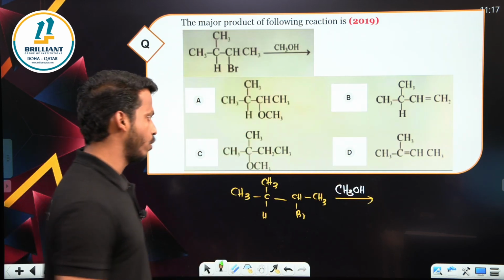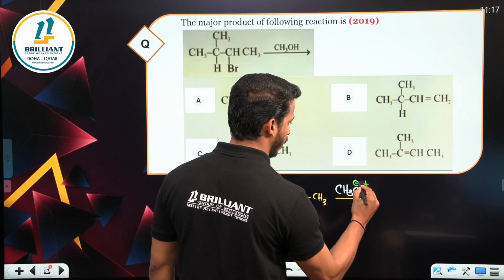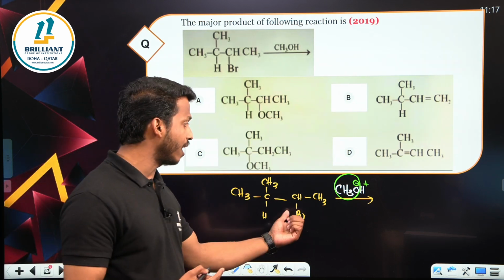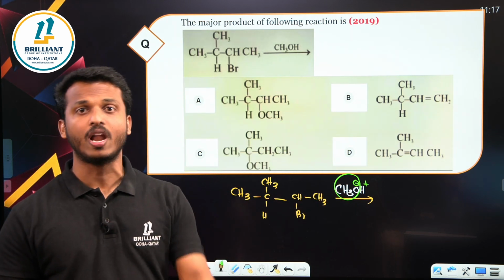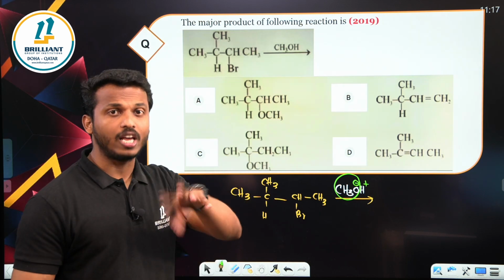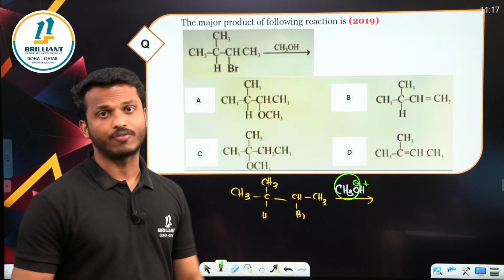Methoxide, you know, is a basic one, right? H plus and O minus. When you consider methoxide, it's a basic one. So when a haloalkane reacts with a base, what happens, dear all? Beta elimination happens. What is beta elimination? We take the halogen from alpha and the hydrogen from beta.